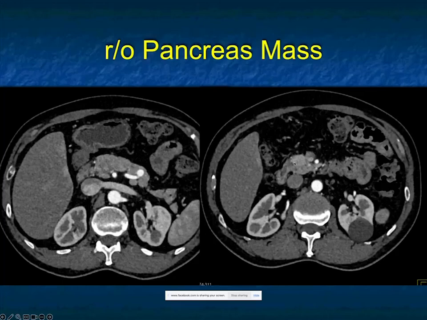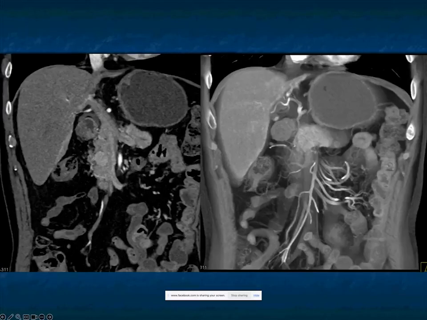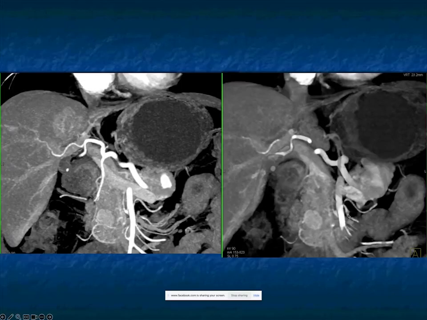Okay, another case. Rule out pancreatic mass. When you look hard by the head of the pancreas, there is a mildly vascular lesion. SMA, SMV, there's the mass. It's a little bit subtle, I will admit. On the coronal view, it's a little bit easier to see. It's round and well defined. You can see it very nicely here again. And then when you go to the volume views with MIP and volume rendering, there's the mass.